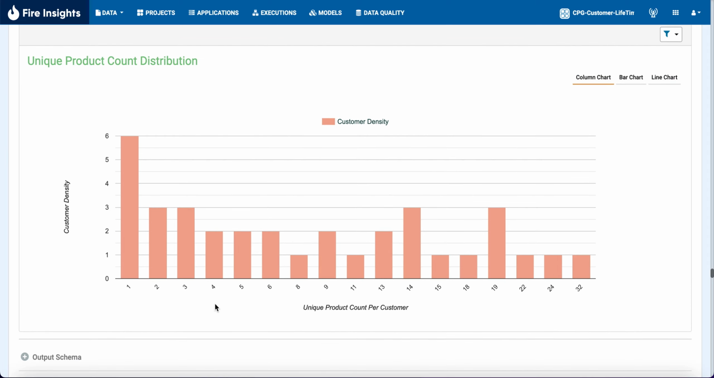Finally, we have the unique number of products per customer. This shows us how our customers shop, whether they are purchasing the same product over and over, or one time, such as here on the left, or whether they choose to branch out and buy many different products at once from our store.